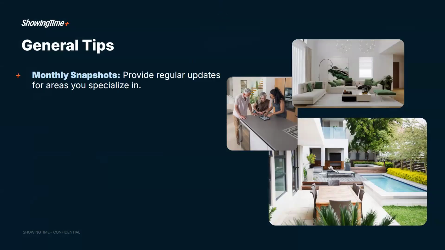With monthly snapshots, for example, you can send out simple, consistent updates for areas you specialize in. You can pick a couple of key metrics, maybe median sales price and days on market, and share those charts out every month so your clients start to recognize it as their go-to pulse check for the market.